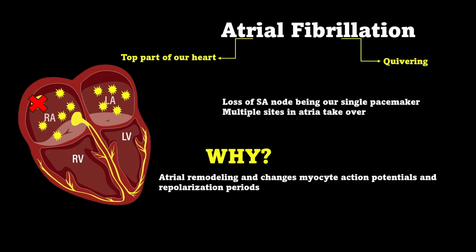So why does AFib happen? Basically, over time, the atria remodel, which can lead to changes in the atrial tissue itself, causing tissue heterogeneity. This remodeling alters our action potentials and repolarization periods, creating a chaotic environment inside of our atria. These changes are often caused by long-term pressure or damage to our tissue.